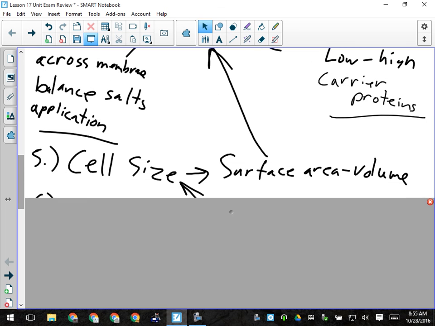Okay, cell size, surface area to volume. I kind of already talked about that, but definitely expect a written response question that's going to ask you to deal with a situation about what happens when a cell gets too big, or why is having a small cell advantageous, things like that.